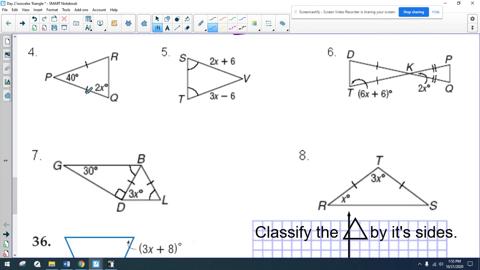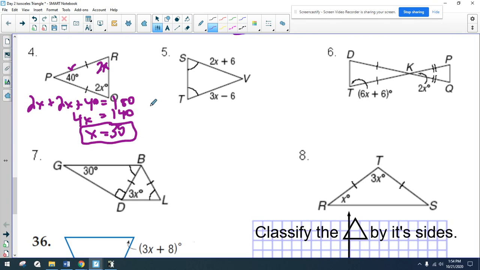Okay, down here, 2 equal sides. This is your vertical angle. So that means this will also be 2x. I have 2 equal angles. That's going to help me solve. So add them up, set them equal to 180. So this gives me 4x. Subtract the 40, divide by 4. So x is 35.